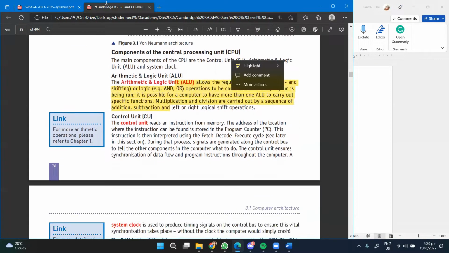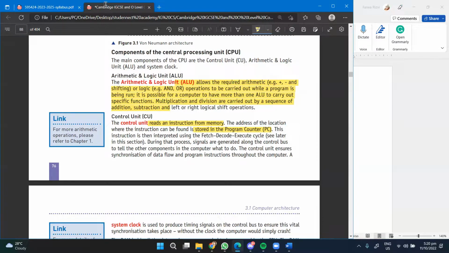Okay. Control unit. Now, what is the control unit? It reads an instruction from memory. The main function of it is to read an instruction from memory, and the address of the location where the instruction can be found is stored in the program counter. So the initial instruction is stored on the PC.